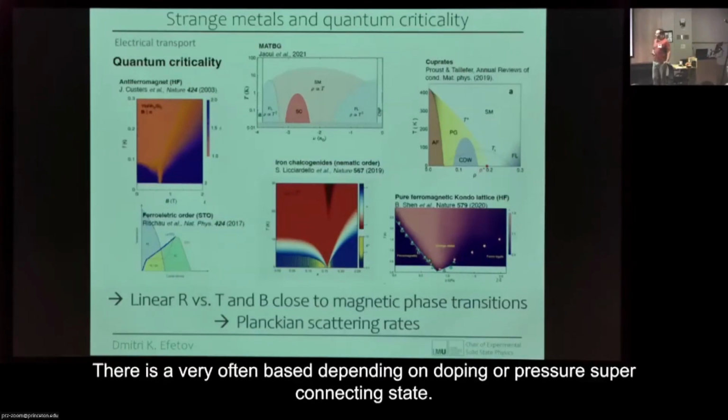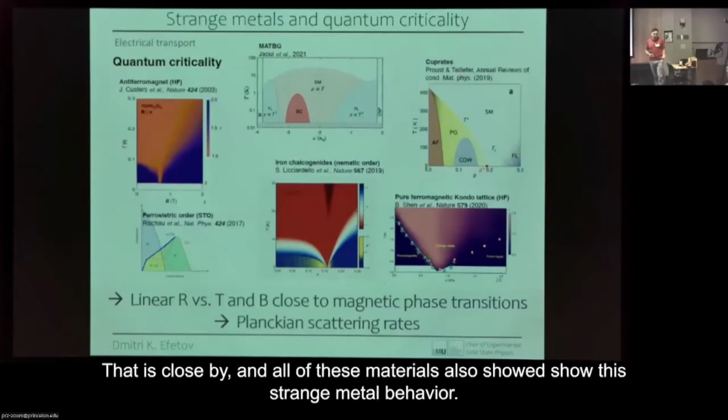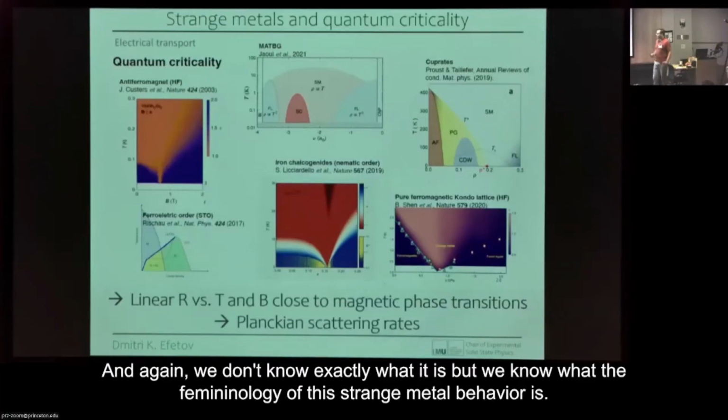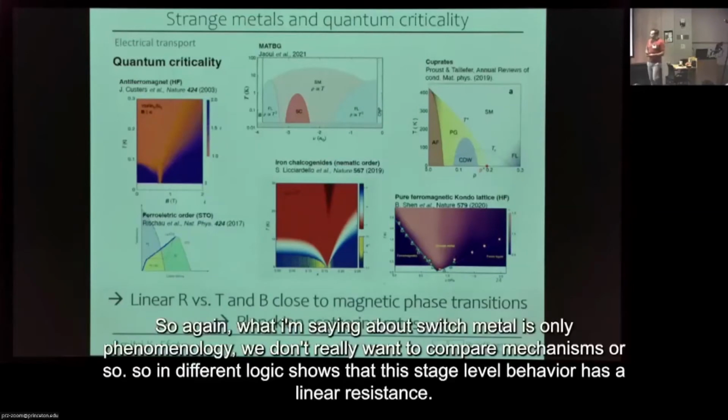There is very often, depending on doping or pressure, a superconducting state that is close by. And all of these materials also show this strange metal behavior. Again, we don't know exactly what it is, but we know the phenomenology of this strange metal behavior. So what I'm saying about strange metal is only phenomenology. We don't really want to compare mechanisms. The phenomenology shows that this strange metal behavior has a linear resistance versus temperature.